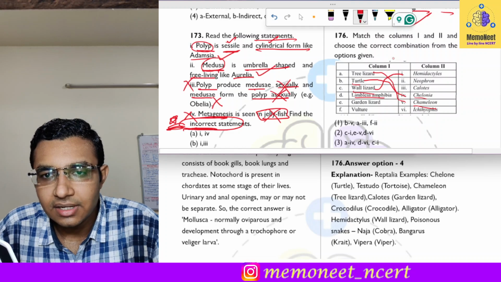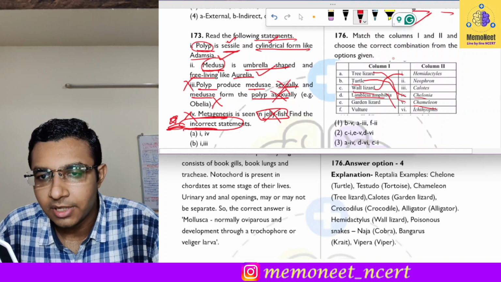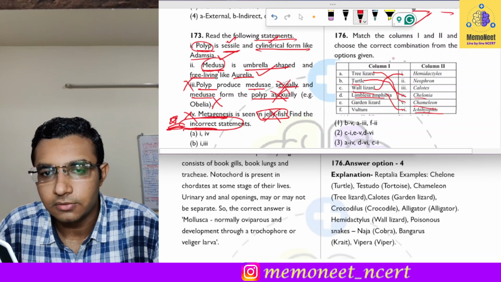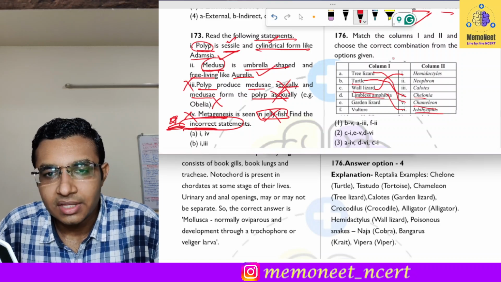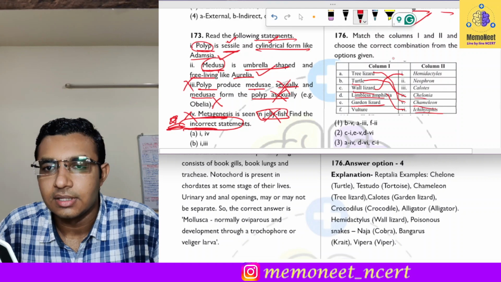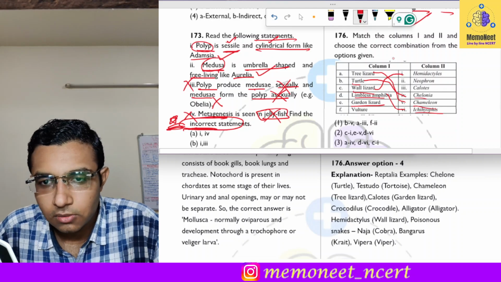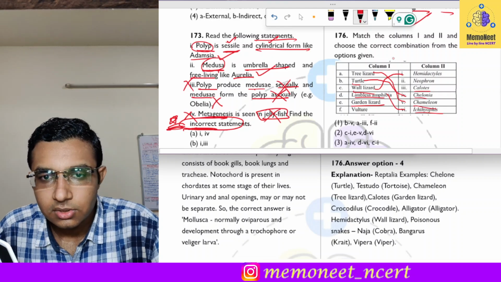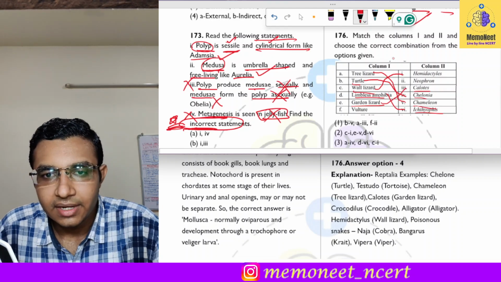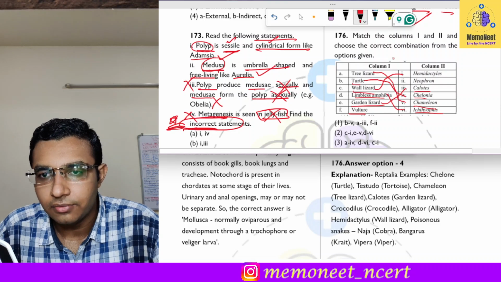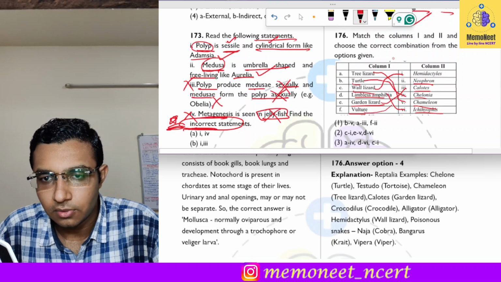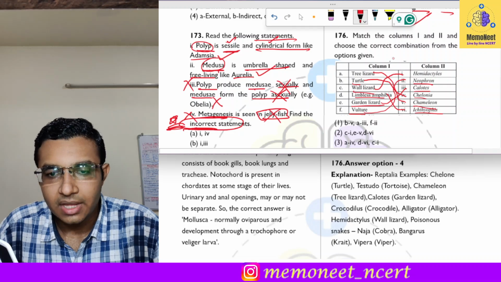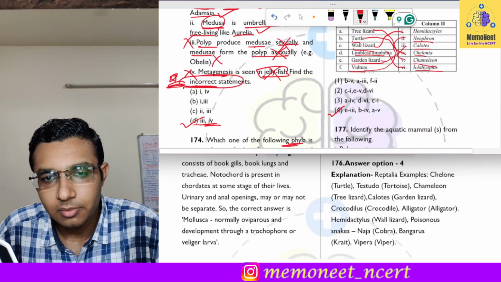Then D is the limbless amphibia. The limbless amphibia is the ichthyophis, so D goes with 6. Then E is the garden lizard. The garden lizard is also known as calotes, so E goes with 3. Next is the vulture. Vulture is also called neophron, so F goes with 2. Now here the correct matching is shown by option 4.